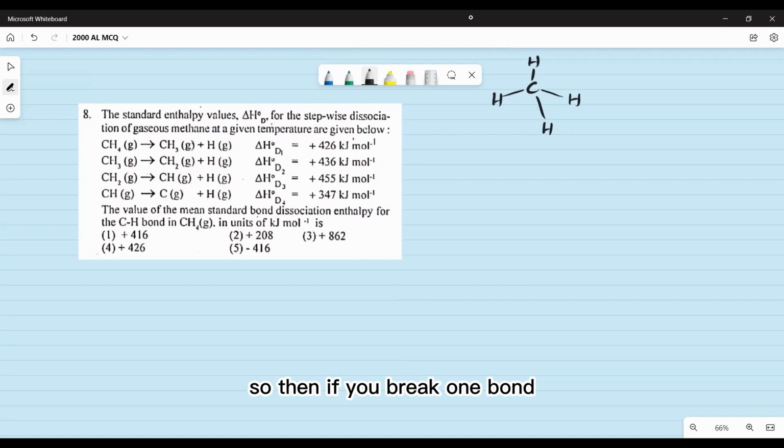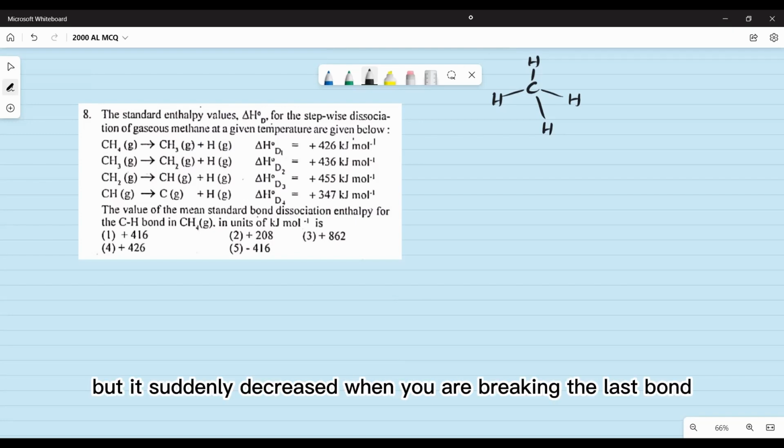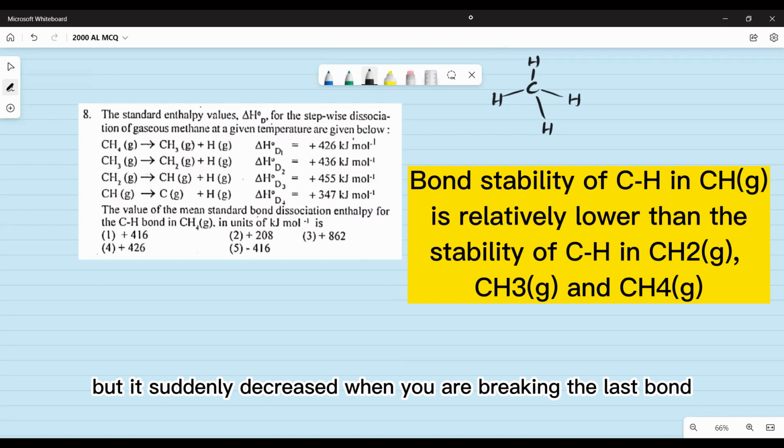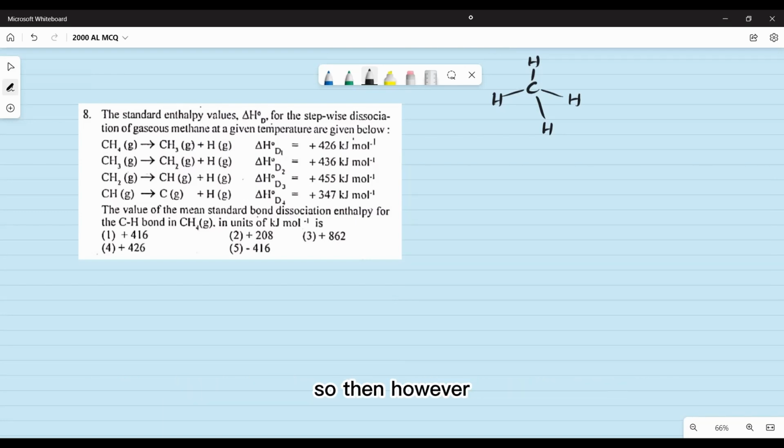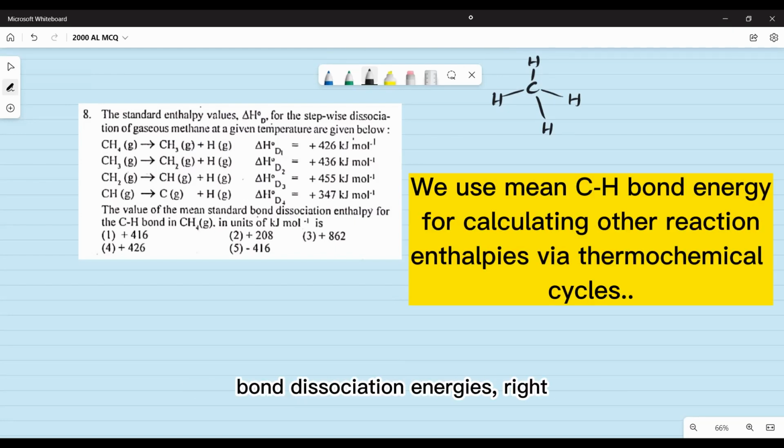If you break one bond, then the molecule's stability will change. You can see the bond dissociation energy increased little by little, 426, 436, 455, like that it will increase, but it suddenly decreased when you are breaking the last one because of the stability of that remaining part. However, we know these 4 bonds are equal. So when we are doing calculations, we are not going to bother about individual bond dissociation energies, right? We have to have a mean value to use in the calculations.